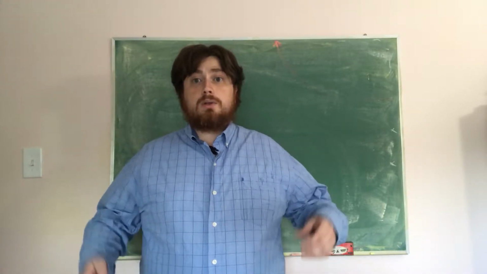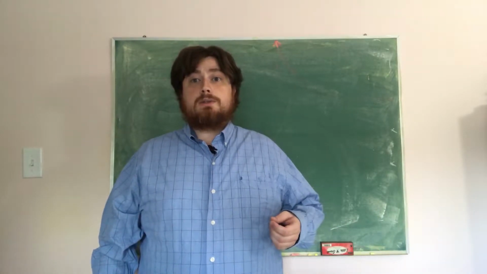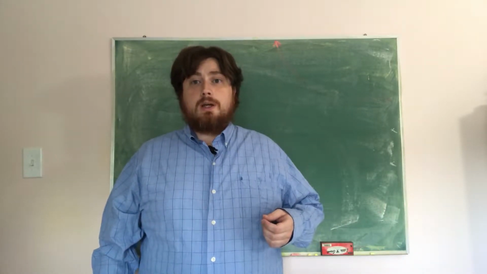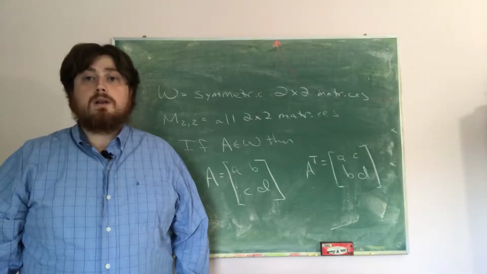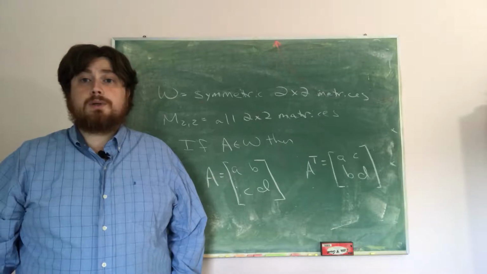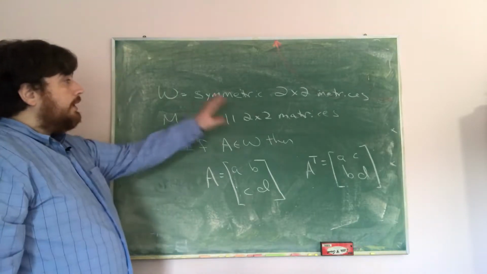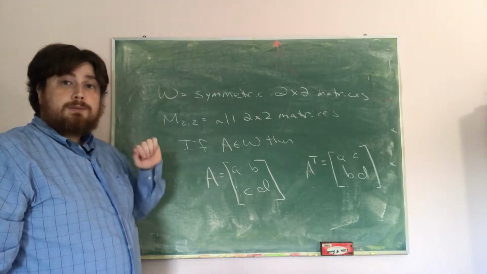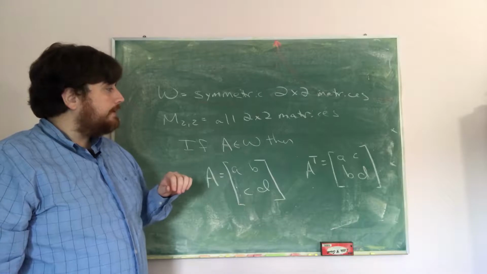Today what we're going to do is go through and try to show that the set of all 2 by 2 symmetric matrices forms a subspace of the vector space of all 2 by 2 matrices. So as we start this problem, what we want to do is remember what the symmetric matrices are. We're going to let W be the symmetric 2 by 2 matrices, and we set M sub 2 as the set of all 2 by 2 matrices.